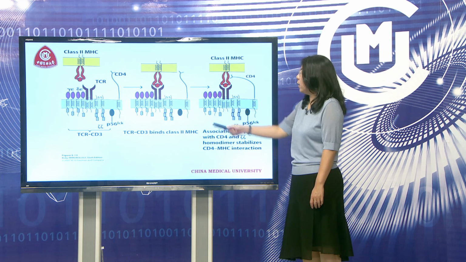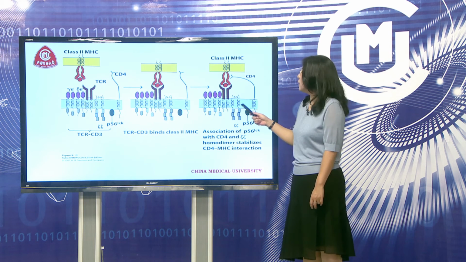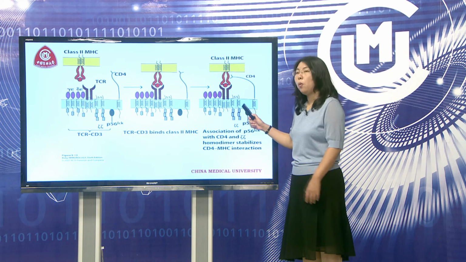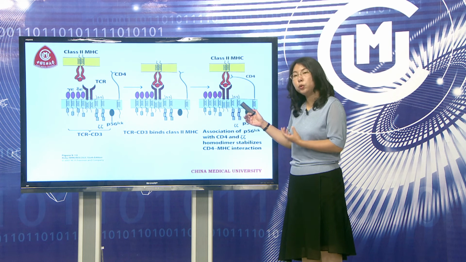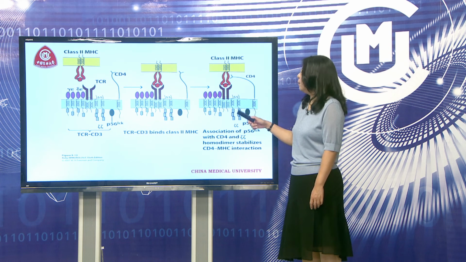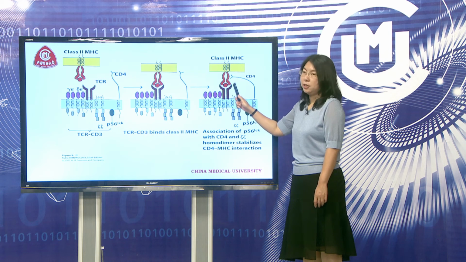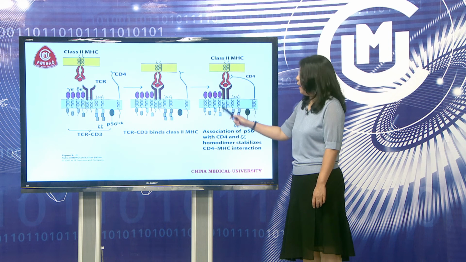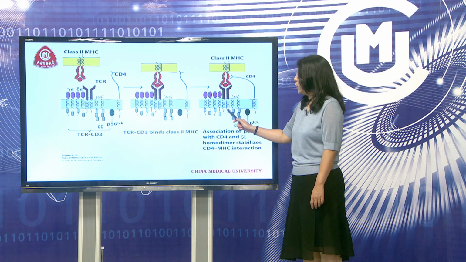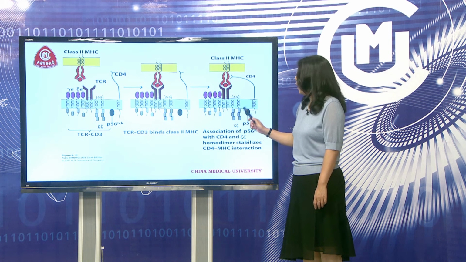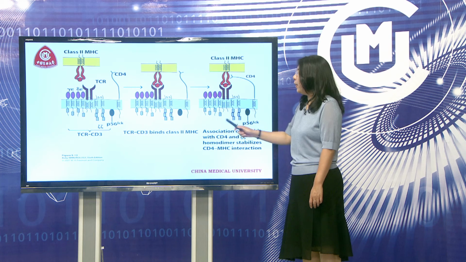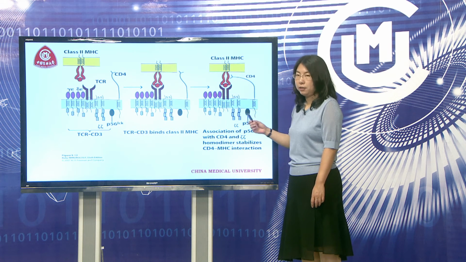Later we will know this is the first signal for T cell activation. For a T cell to be activated, it must have 2 signals, and this is the first signal. The first signal is from the antigen. The TCR recognizes the antigen through specific recognition, the CD3 helps the TCR transfer this antigen signal, and the CD4 molecule also binds the class 2 molecule. So this is the complete first signal for T cell activation.